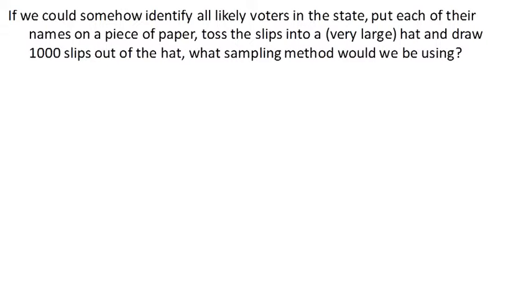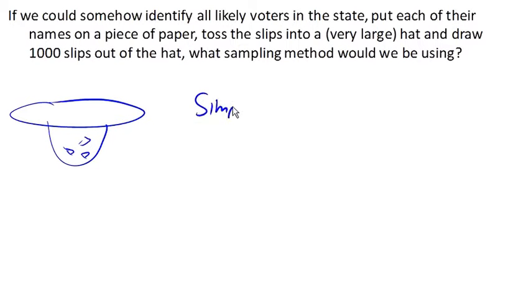So suppose that we could somehow identify all the likely voters in a state, and we want to create a sample of all those voters in order to ask them how they're going to vote in the next election. One option would be to write all their names on a piece of paper and toss those in a really, really big hat, and then draw 1,000 slips out of the hat, kind of like a lottery. So this sampling method is called a simple random sample.